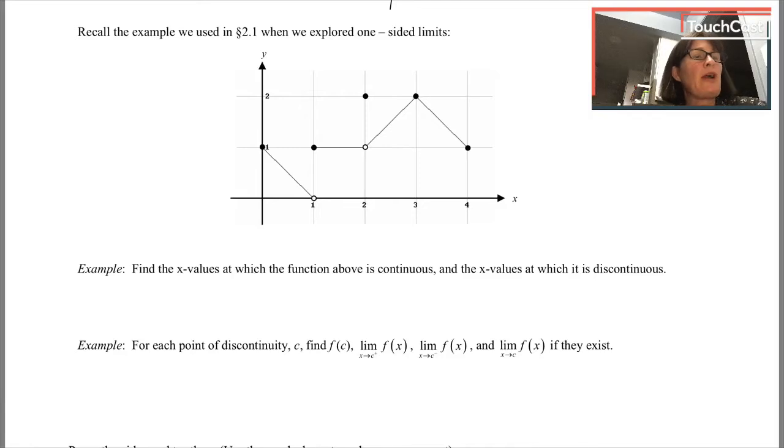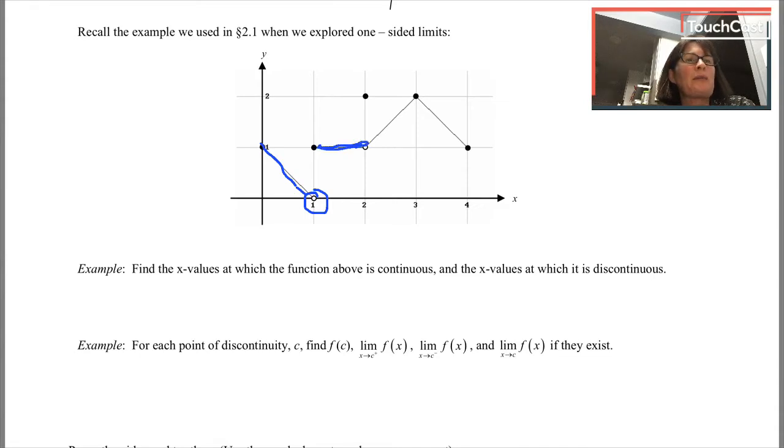So this is the same graph we explored when we were talking about limits two sections ago. Now that we have this informal idea about continuity, meaning you can draw the graph without picking up your pencil, if I think about this graph now, I would notice that if I were trying to draw it, I would have to pick up my pencil here at the place where x equals 1.